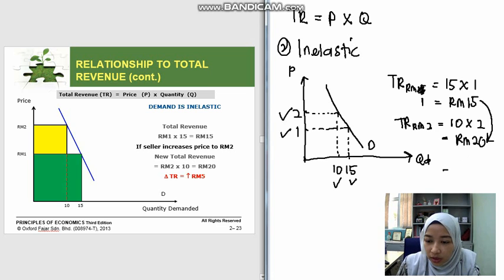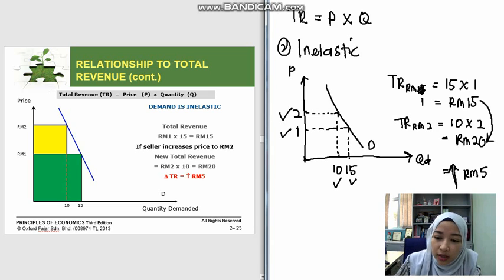So as a producer, will you increase the price of your product from 1 ringgit to 2 ringgit? Yes, you can do so. Because why? Your revenue will increase from 15 to 20 ringgit. So your revenue will increase by 5 ringgit. So you make extra sales of 5 ringgit when you increase the price of your product. Okay, so that is the kind of decision that you can make as a producer. So it is important for a producer to know the nature of your product, and what will happen to the demand of your product if you change the price.